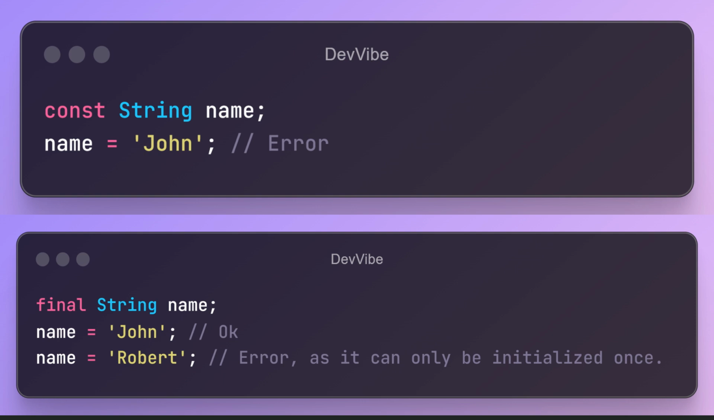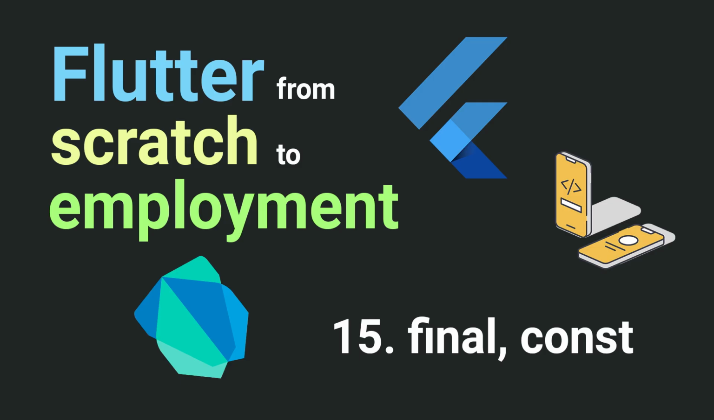This is the key difference between final and const. Final allows for delayed assignment, while const requires an immediate assignment. Now you know what final and const are, how they differ, and when to use them. These tools will help you write more predictable and reliable code. I hope this lesson was helpful for you.